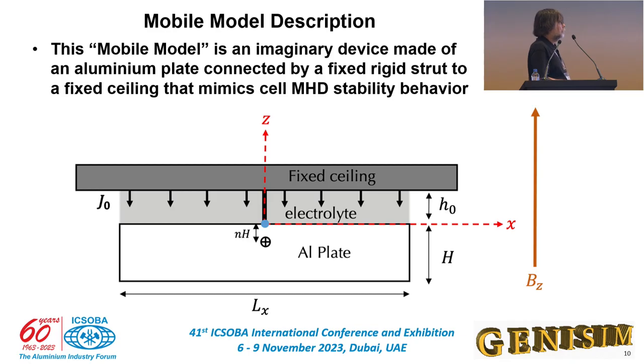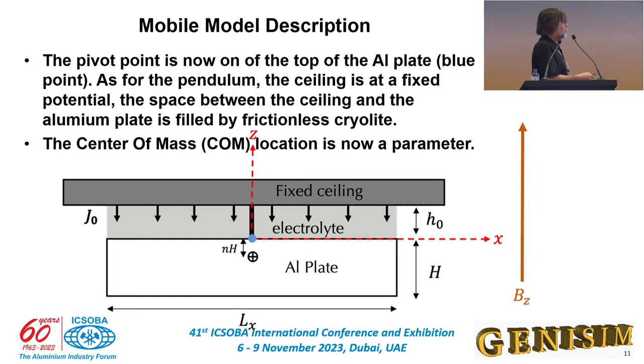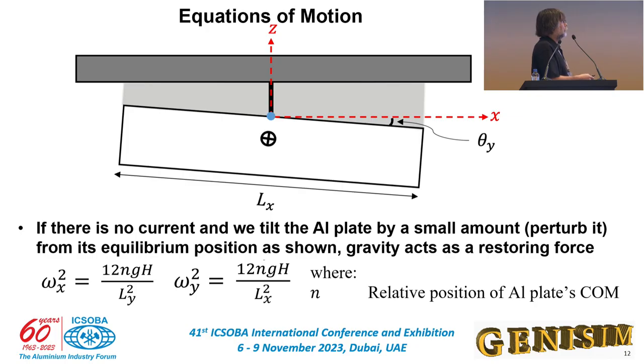Because everything is imaginary, there's no viscosity in the electrolyte. Now the plate of aluminum has a non-uniform density, so I can adjust the position of the center of gravity of that plate. And I'm doing that for a very specific reason: I want to get closer to the stability of the cell that I'm trying to represent. Apart from those two changes, it's the same system, but the equations are different because of those changes.